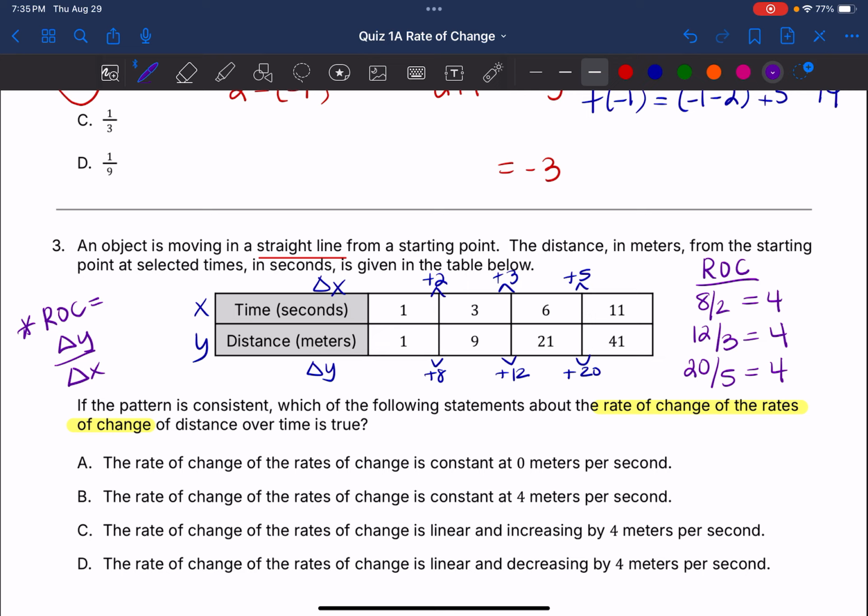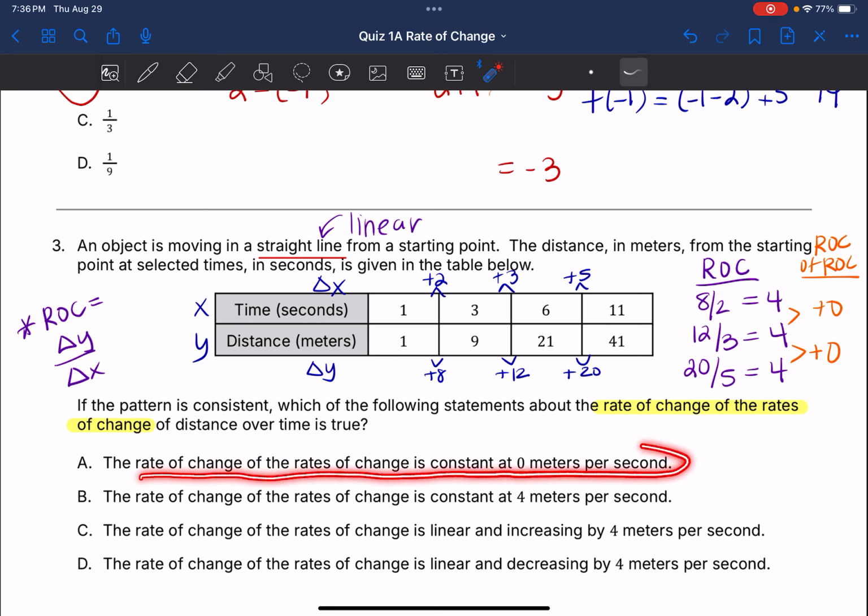Now, this is what we expected to happen. They said straight line right here, so we knew that it was linear. So anytime we have a linear graph, the rate of change has to stay constant, but that is not what they're asking for. They're asking for the rate of change of the rates of change. So that means that we are going to have to do this again. ROC of ROC. Between these two, they're the same number, so really it's plus 0. And in between these two, also the same number, so it's plus 0. So the rate of change of the rates of change is constant at 0 meters per second.